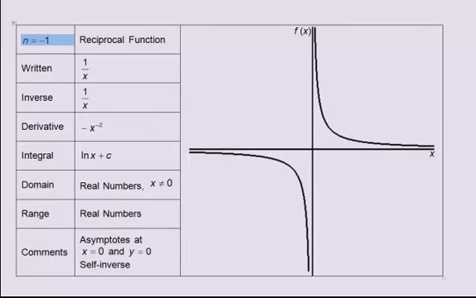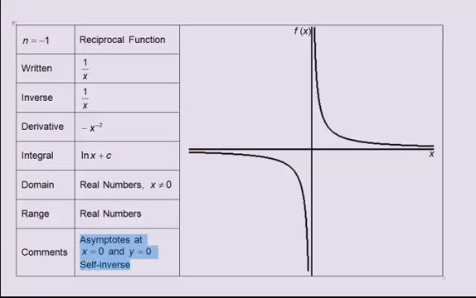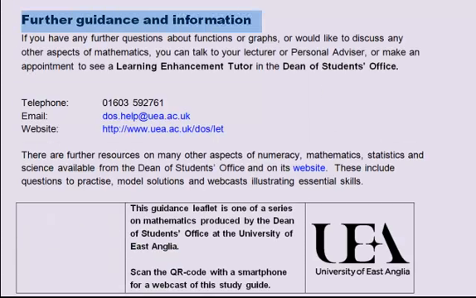n is equal to minus 1. Reciprocal function. Written, 1 over x. Inverse, 1 over x. Derivative, minus x to the power minus 2. Integral, natural logarithm of x plus c. Domain, the real numbers, but x cannot equal 0. Range, the real numbers. Comments, asymptotes at x equals 0 and y equals 0. Self-inverse.